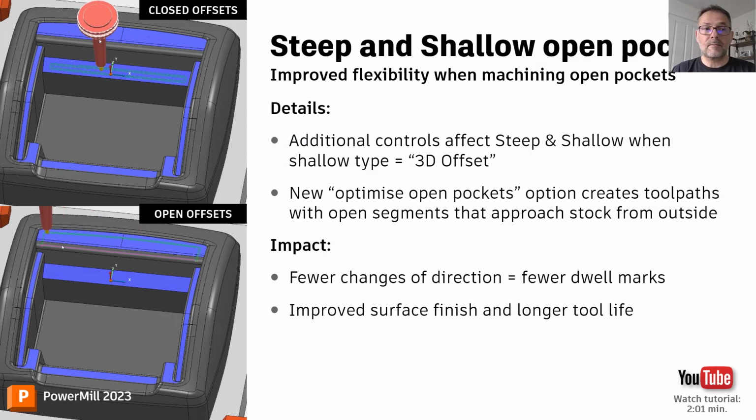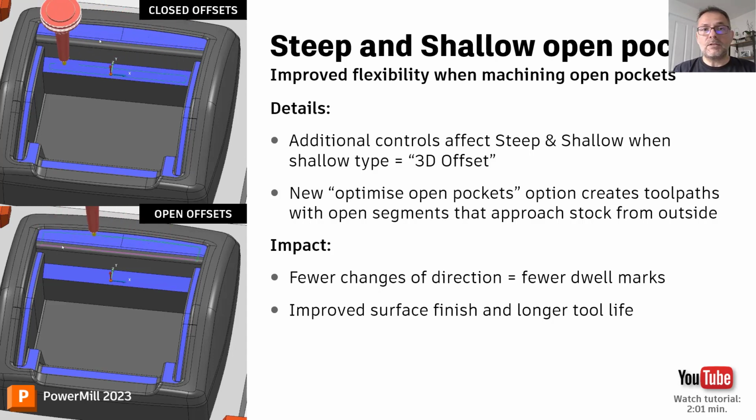Now, the next feature we're going to talk about is some improvements that we've made to our steep and shallow finishing, and specifically the machining of shallow regions. Now, if you've used this strategy, you will know that we have two options when it comes to the shallow region area machining. You can either machine these regions with a raster strategy or a 3D offset strategy. With 3D offset, we now have added a new option to optimize open pockets.